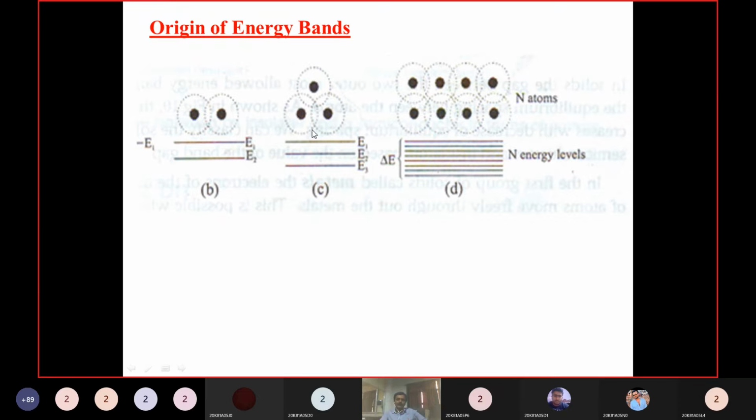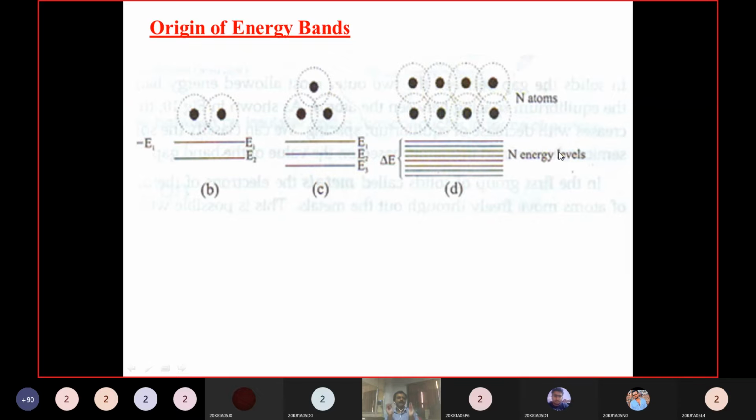If you take three atoms, those electrons are revolving, and their energy levels are E1, E2, E3. Those electrons' energy levels combinedly form a band. Suppose you take n atoms, all these energy levels combinedly form one band. In that energy band, so many energy levels will be there. See here, n energy levels are there.